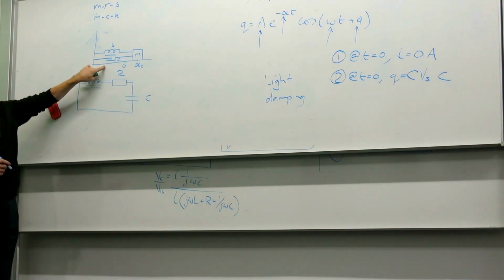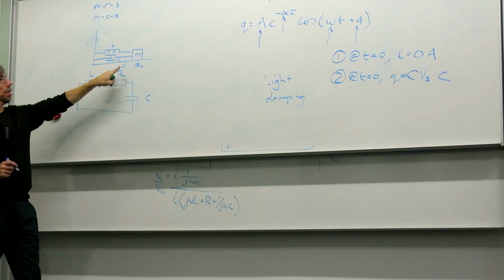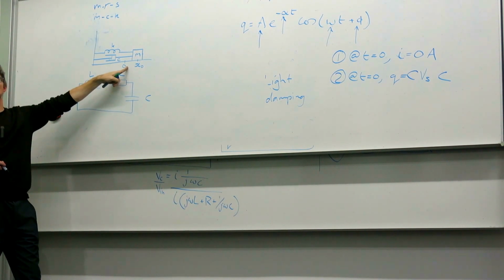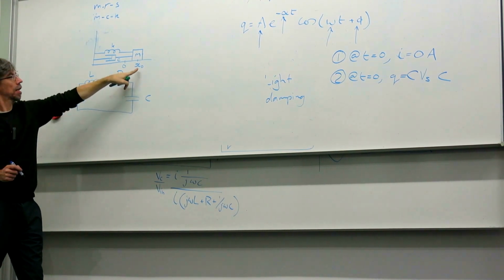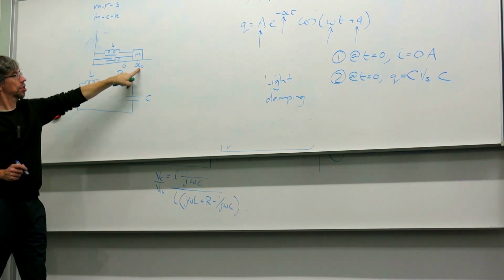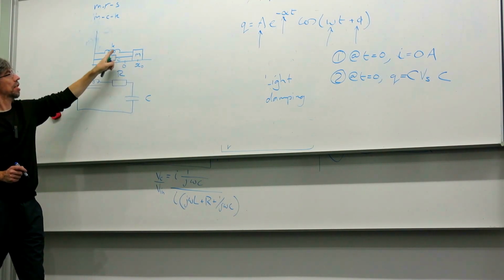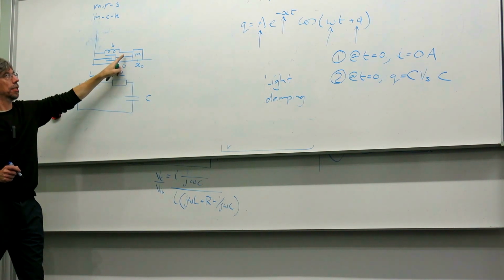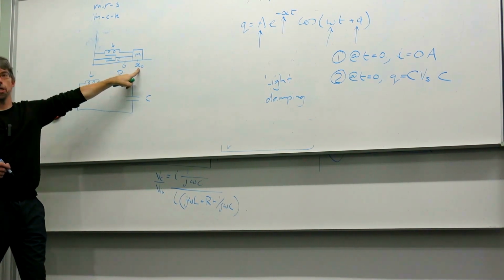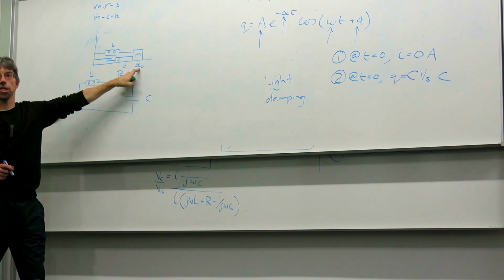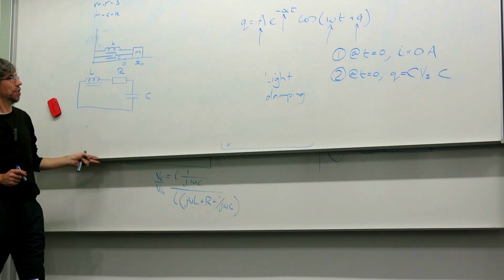So here's the mechanical case. Let's say the equilibrium point is here, x equals 0, and we've pulled the mass to a position x naught. So the spring is stretched, and we're going to release the mass from x naught with 0 velocity. That's what it says, and it asks what the electrical equivalent of doing that is.